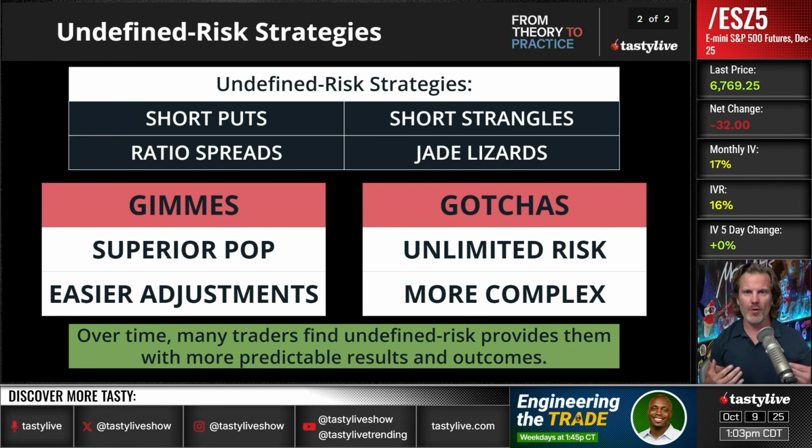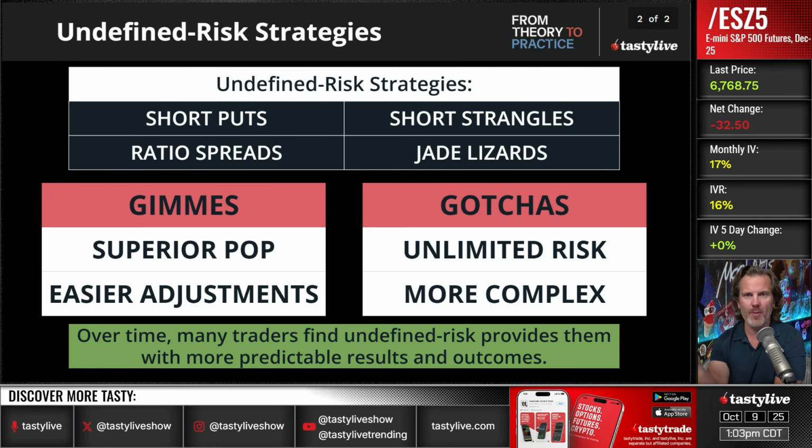Well, number one, you're going to have a superior pop. When you choose undefined risk, when you don't have the long legs that are covering all the shorts, like we talked about yesterday, obviously you don't have a safety net. We're going to talk about that in just a minute, but you are going to be rewarded with higher probabilities. A short put has a higher probability than a short put spread. A short strangle has a higher probability than an iron condor. These are very natural things that you're going to experience when you choose undefined risk strategies relative to their defined risk counterparts.